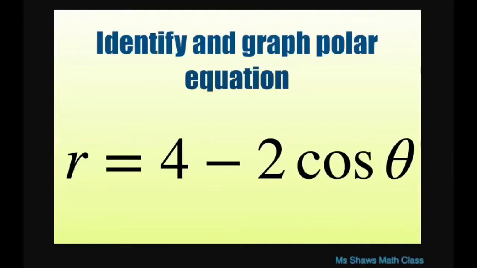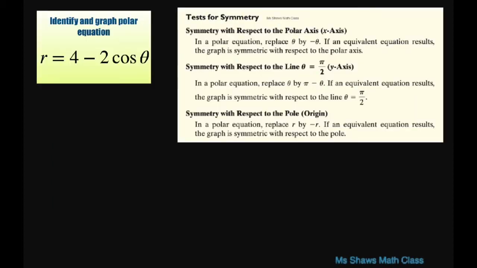Everyone, we're going to identify and graph the polar equation r equals 4 minus 2 cosine of theta. The first thing we're going to do, this is for identification, this is a Limacon without an inner loop, and I will show you that form in just a minute.